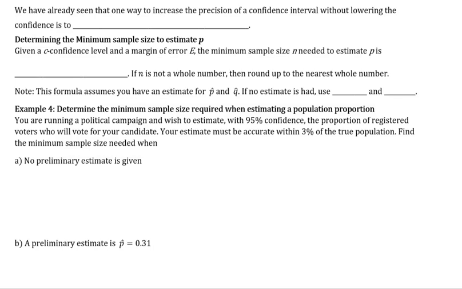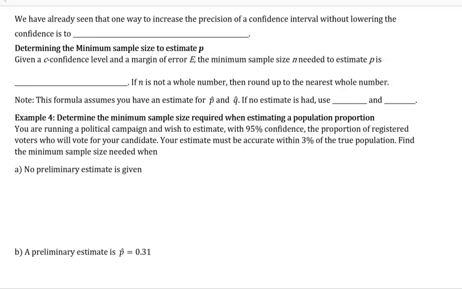So one thing that we talked about in a previous lesson where we were working on confidence intervals for population means is that we know that if we want to increase the precision or the accuracy of our confidence interval, but not sacrifice our level of confidence, then what we need to do is to increase the sample size. So now we're going to be talking about, well, how can we find out just how small the sample can be so that we can still have a certain level of confidence?